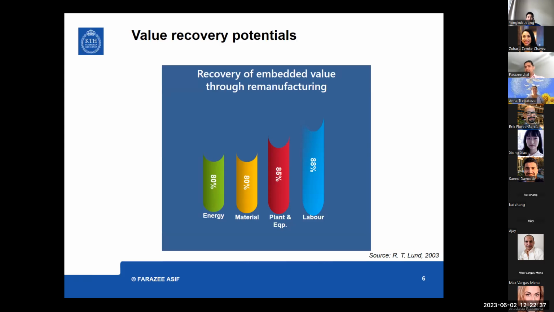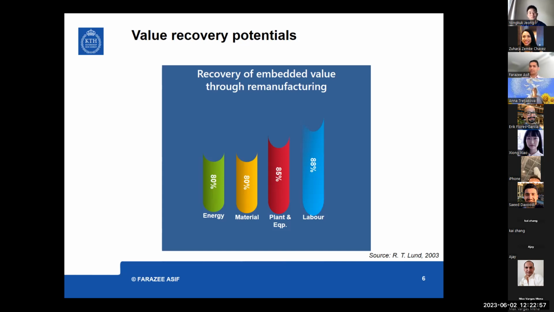As I mentioned, when we are recycling, we are only capturing a limited amount of value. And this is a typical figure you have probably seen: when we are remanufacturing, we are actually recapturing 80% of the labor value that is put in a product, 85% equivalent value in plant and equipment, 80% of the material, and 80% of the energy. That means we are recapturing quite a lot of value that is already put into the product. So there is an economic rationale behind this, and of course there is an environmental benefit connected to that.